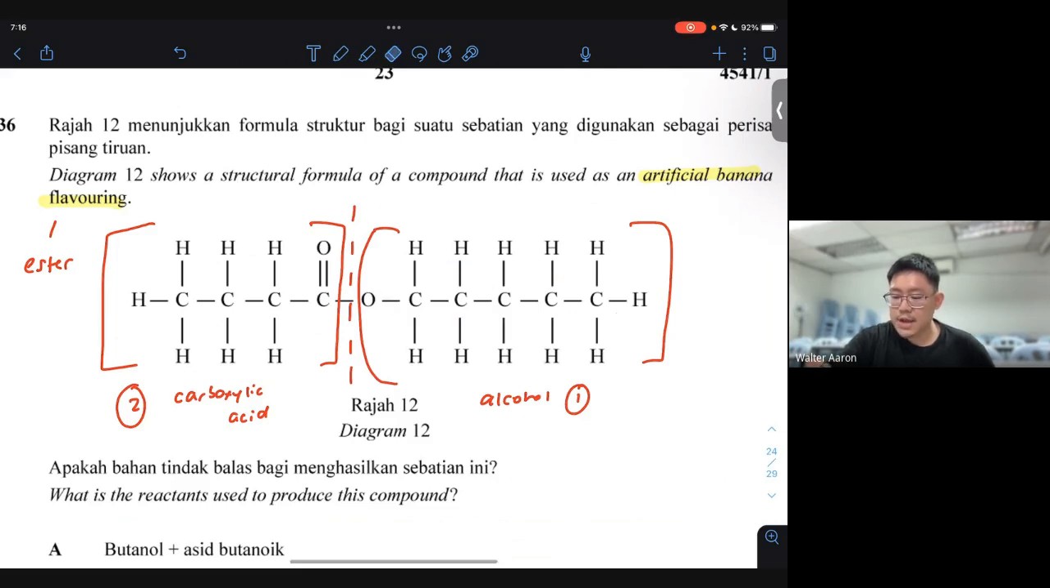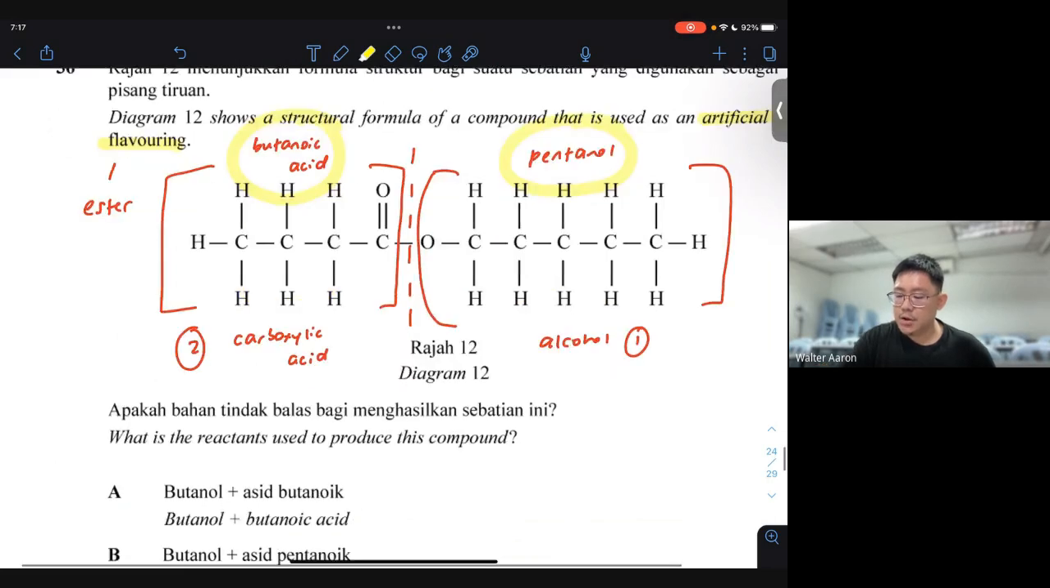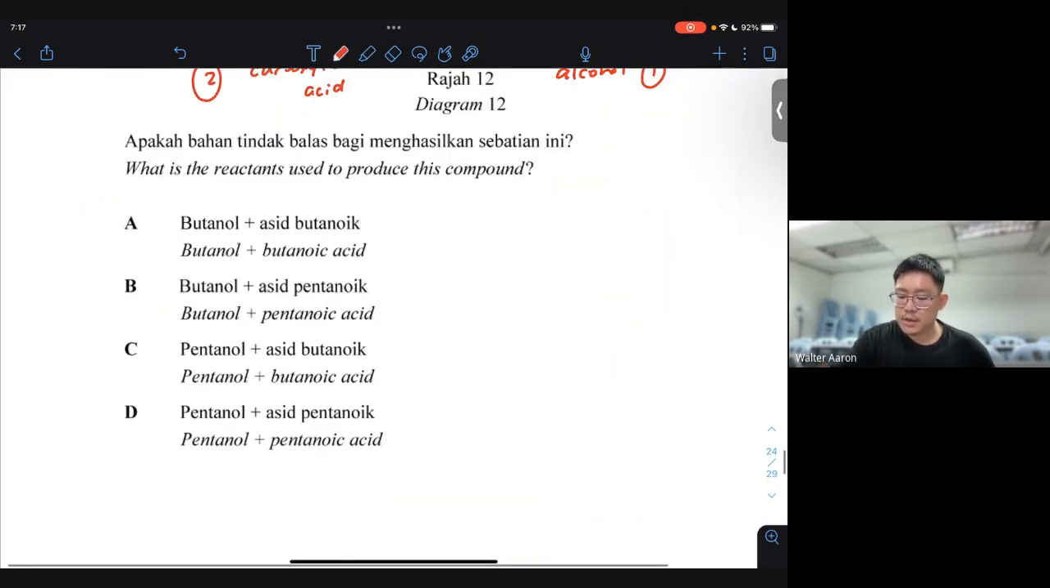So we shall call this pentanol or pentan-1-ol, whichever you want. And this is a 4 carbon carboxylic acid. So this will be butanoic acid. So the two reactants that make up this particular ester will be butanoic acid as well as pentanol. So the answer here will be C. Right, very simple.